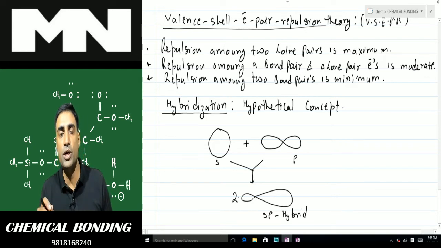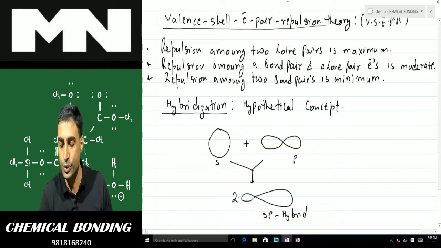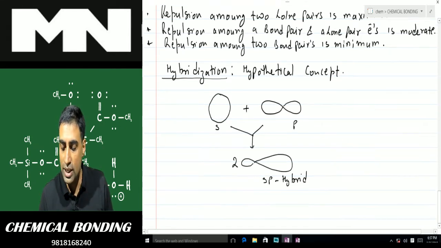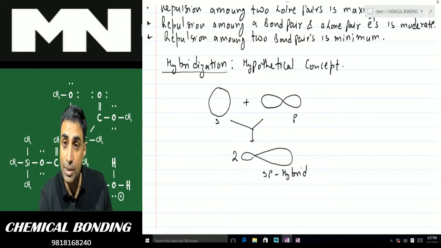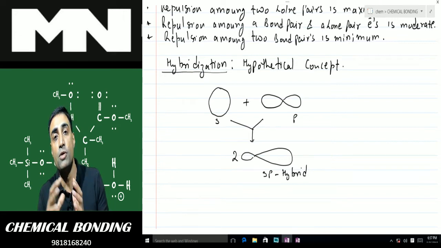The number of hybrid orbitals you'll get is always equal to the number of orbitals which are taking part in hybridization. Here you can see that two orbitals are taking part in hybridization, one is s and the other is p. So when two orbitals undergo hybridization, that leads to the formation of two sp hybrid orbitals. So this is what hybridization is. It is a hypothetical concept.